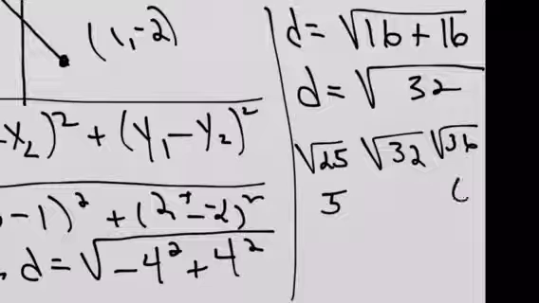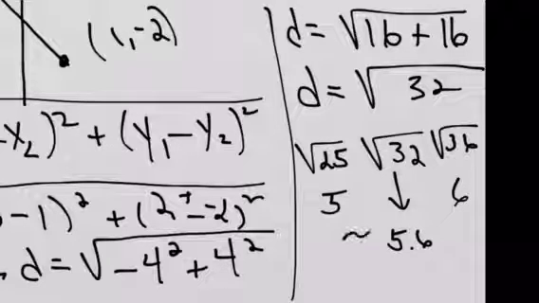Because of this method, we know that the square root of 32 falls somewhere between 5 and 6. Because the 32 is closer to the 36, it should be that our square root of 32 is closer to 6 than it is to 5. And if you wanted to further narrow that down, you could probably say, with a reasonable amount of certainty, the answer is somewhere around 5.6.